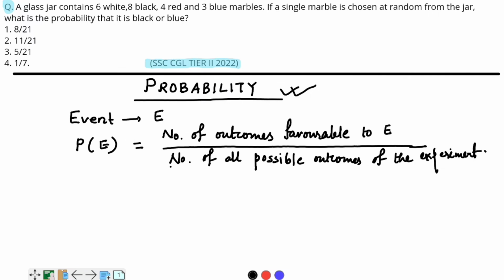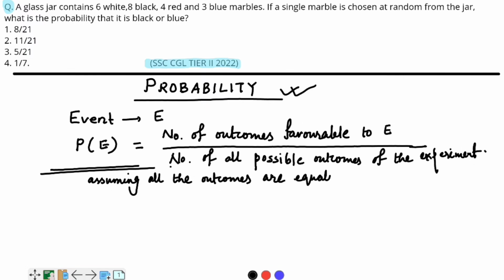This was the theory part. Now come to this question. A glass jar contains 6 white, 8 black, 4 red and 3 blue marbles. So first of all, we will write the number of all possible outcomes of the experiment. And let me tell you one more thing. Here we assume that all the outcomes are equally likely. This is part of the definition of probability, equally likely.